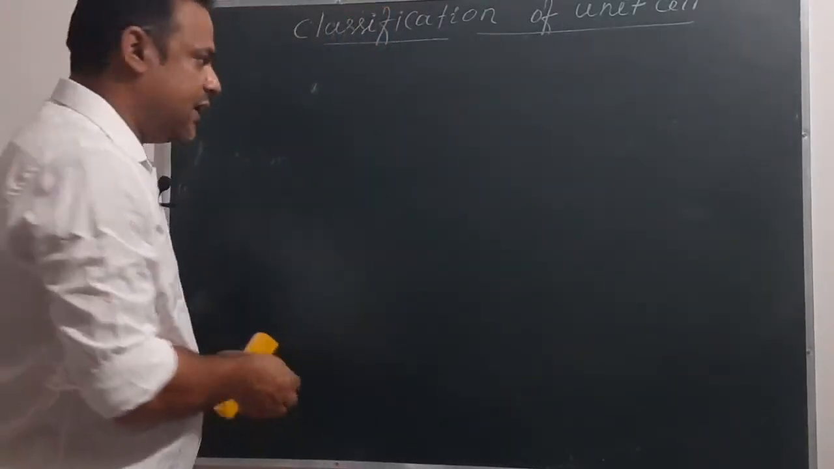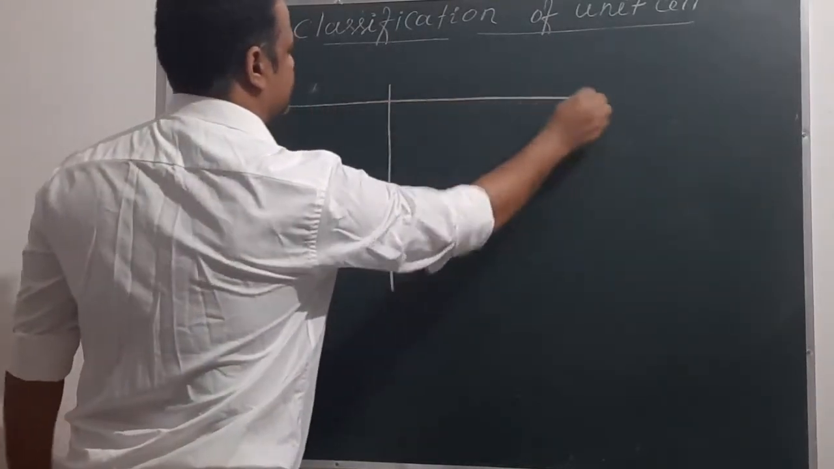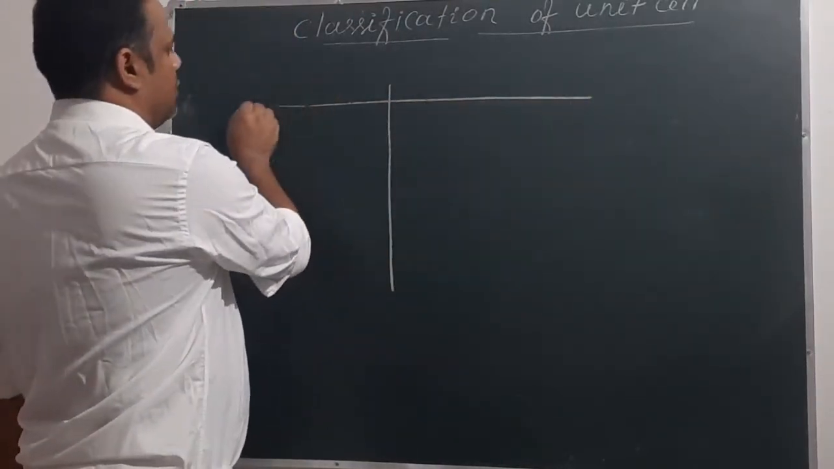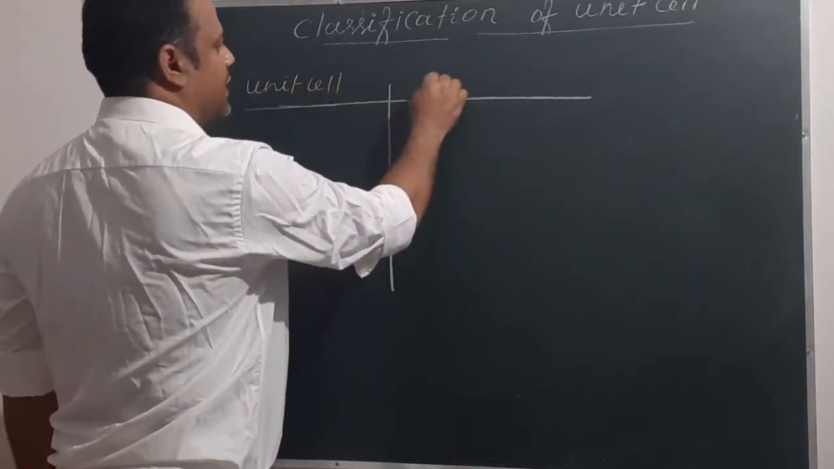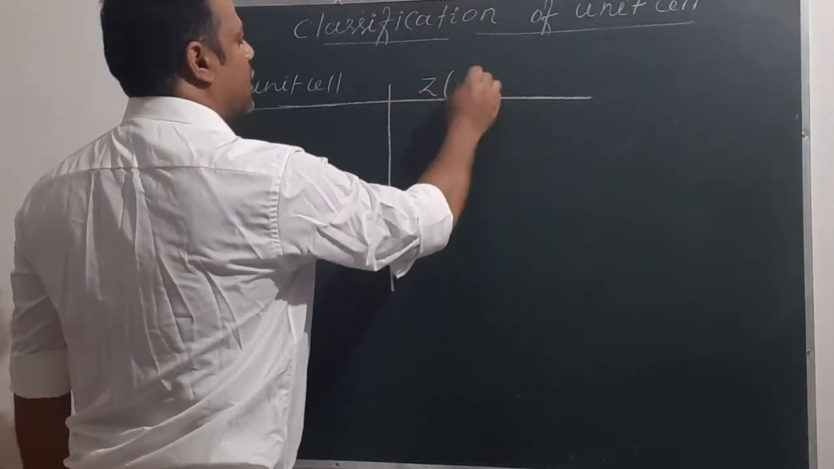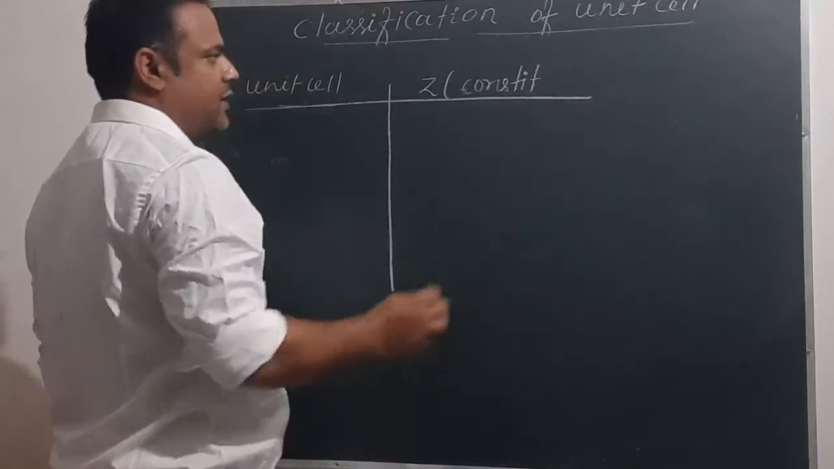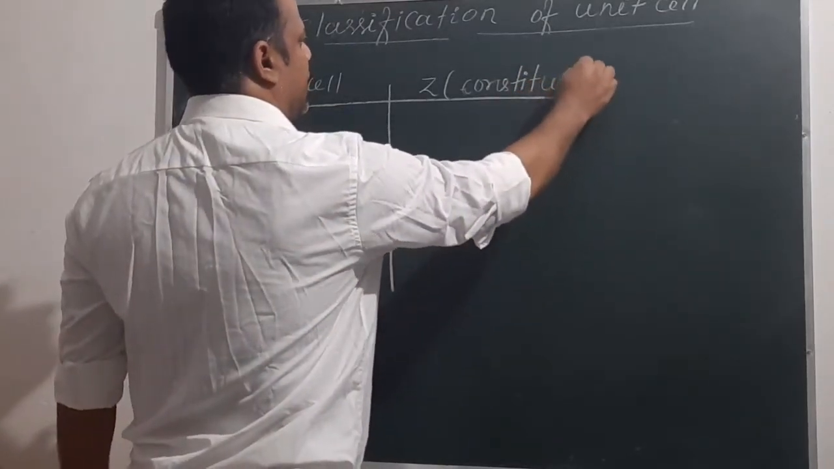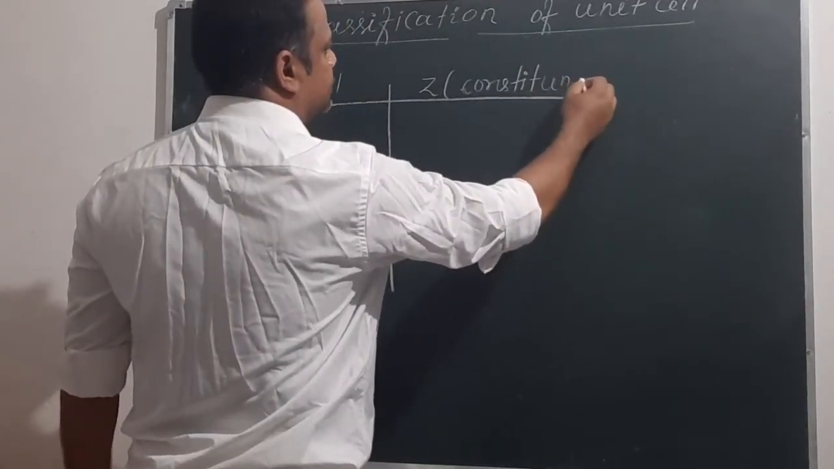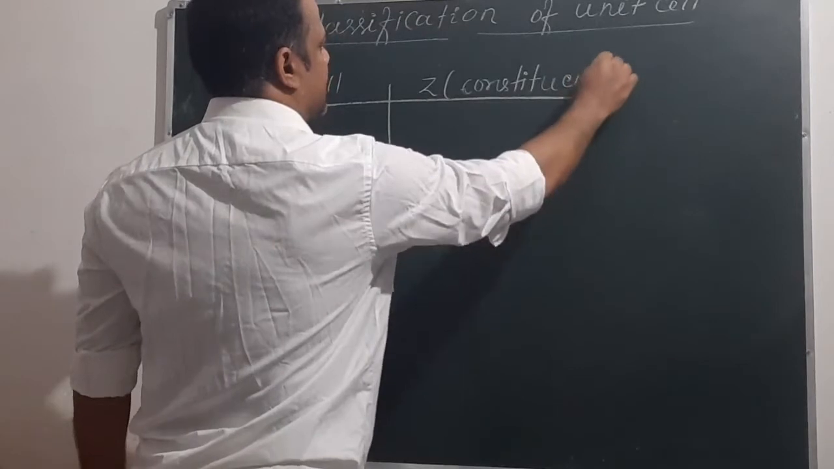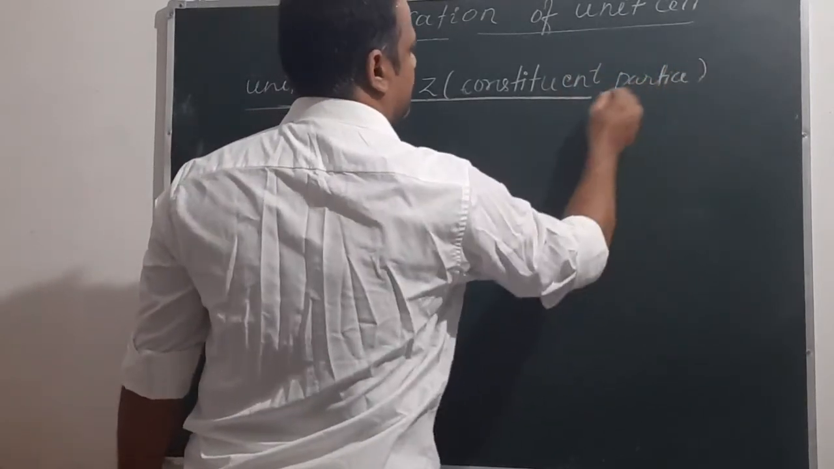Now we'll make a rough table about this. Here we'll write unit cell, and then here we'll write Z, that is atoms or constituent particles per unit cell. Why don't we say specifically atom? Because this constituent particle may be an atom, ion, or any organic molecule. So Z is constituent particles.